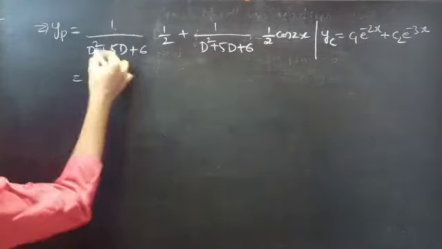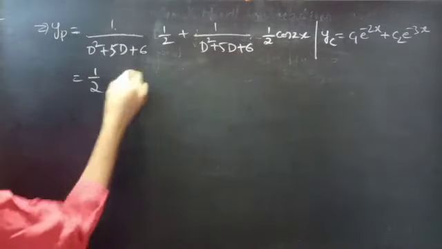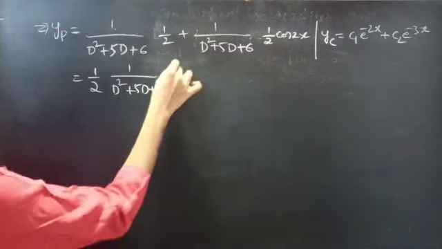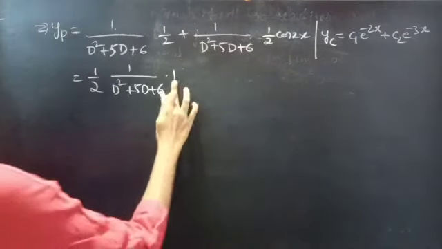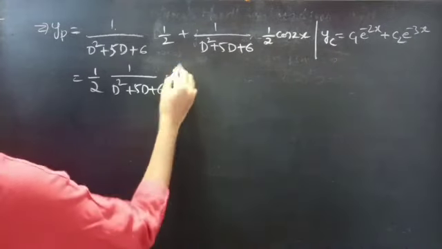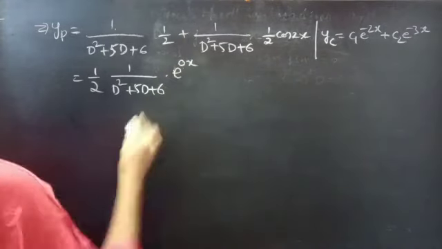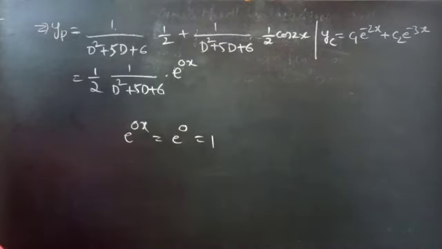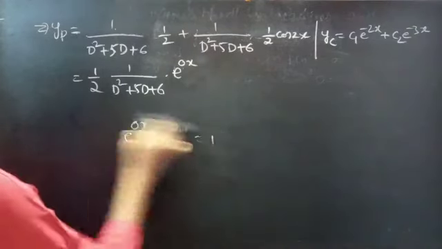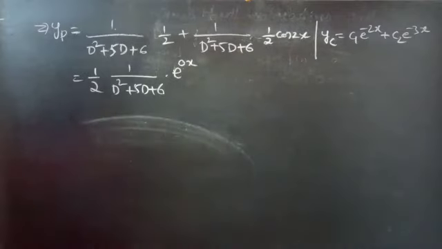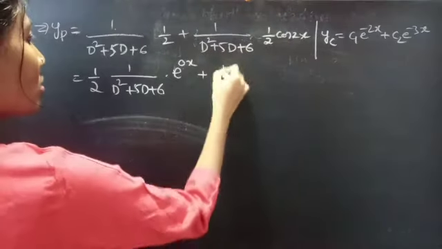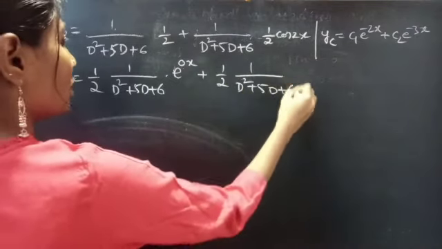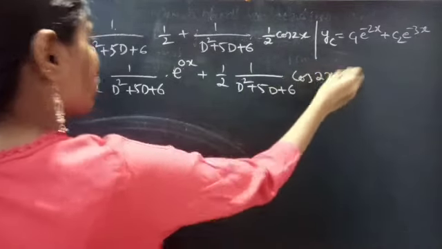Now we can write the first term as 1 by 2 into 1 by f of D into some 1, right? Or instead of writing 1, we'll write e power 0 into x, since e power 0 into x equals e power 0, which equals 1, right? Plus the constant 1 by 2 into 1 by f of D into cos 2x.